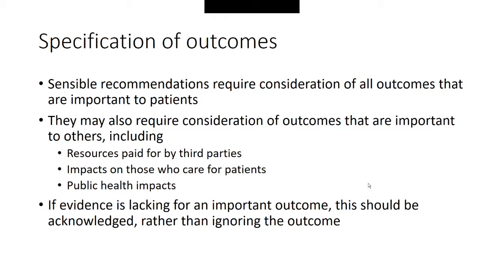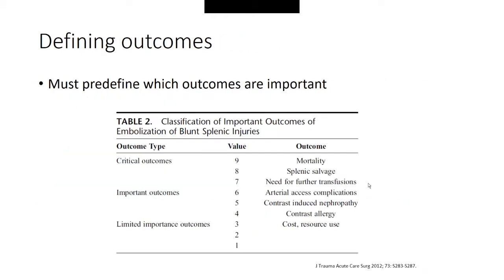Sensible recommendations will require consideration of all outcomes that are important to patients, as I mentioned before. They may also require consideration of outcomes that are important to others, including resources paid by third parties, the impacts on those who care for patients, and public health impacts. And if evidence is lacking for an important outcome, this should be acknowledged rather than ignoring the outcome. We must predefine, as I said before, which outcomes are important.